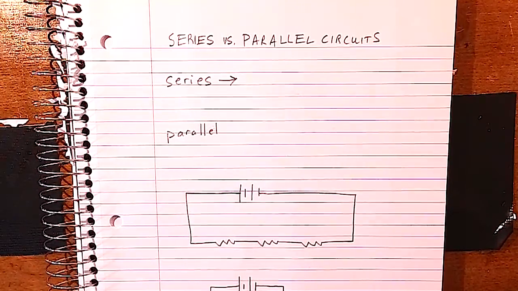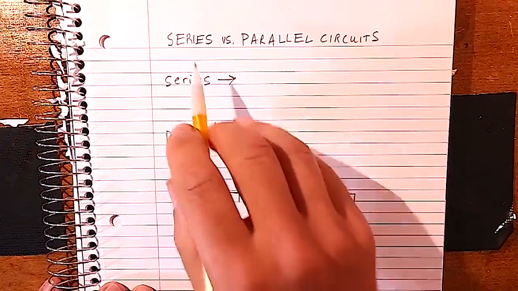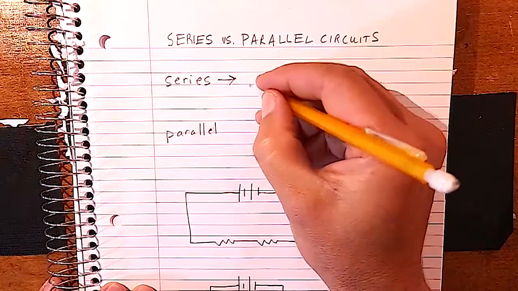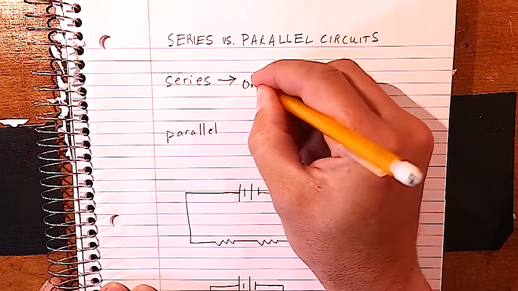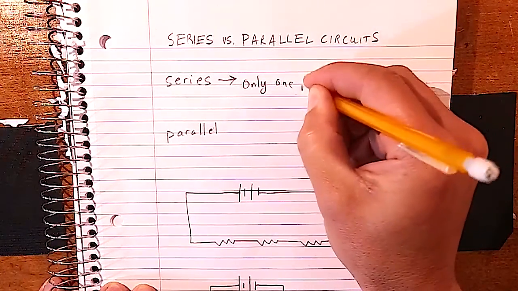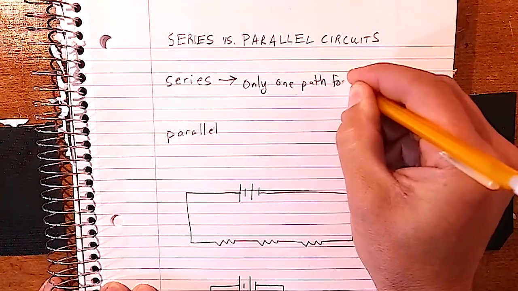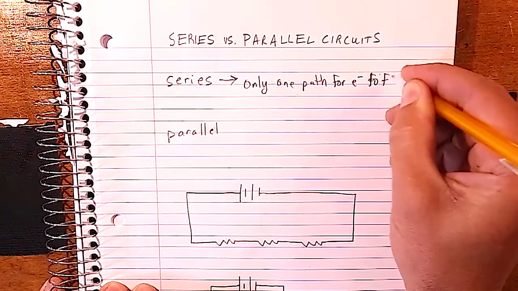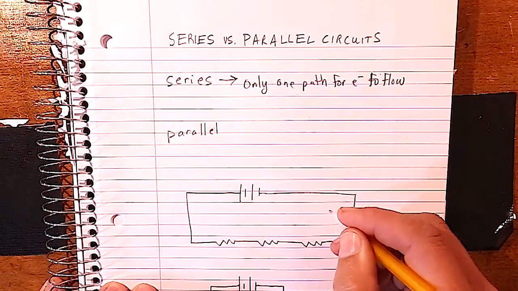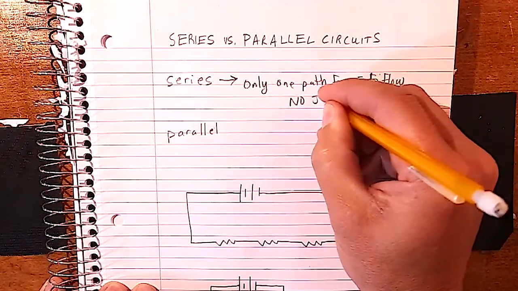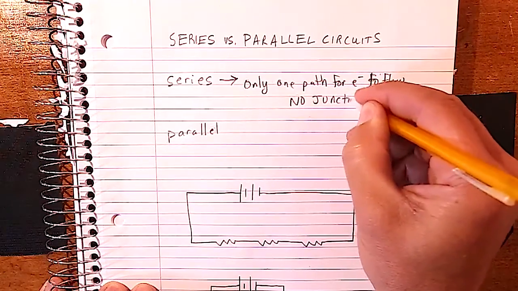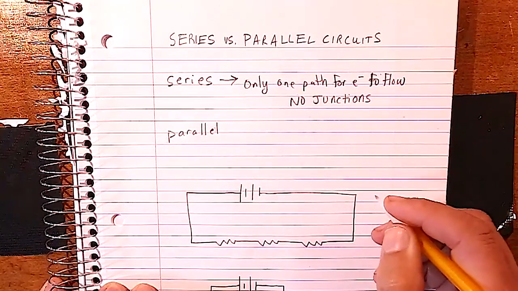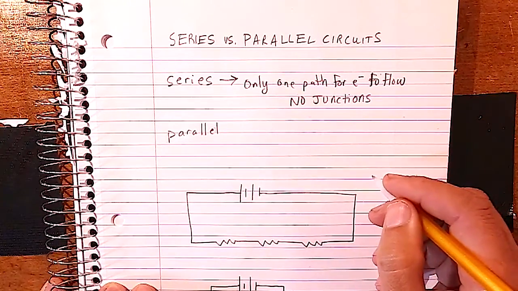Okay, there are two main types of circuits, and they are series and parallel. In a series circuit, there is only one path for electrons to flow. That means that there are no junctions. There are no places where the electrons can reach a point and then choose to go another way. They have to go one direction all the way through.